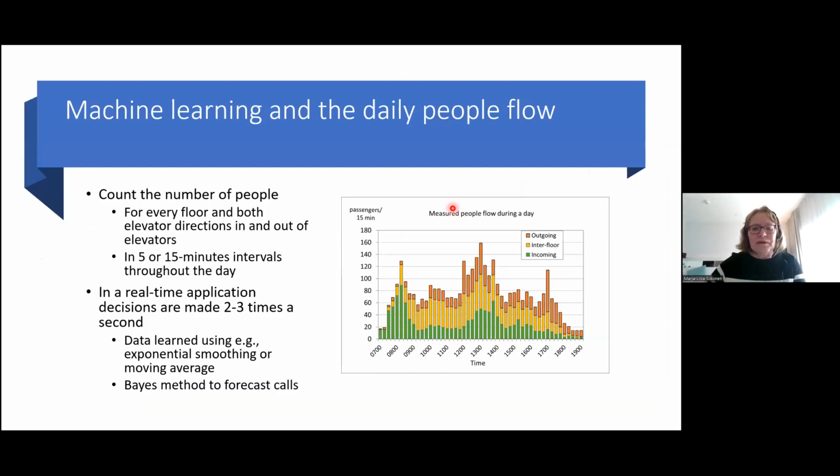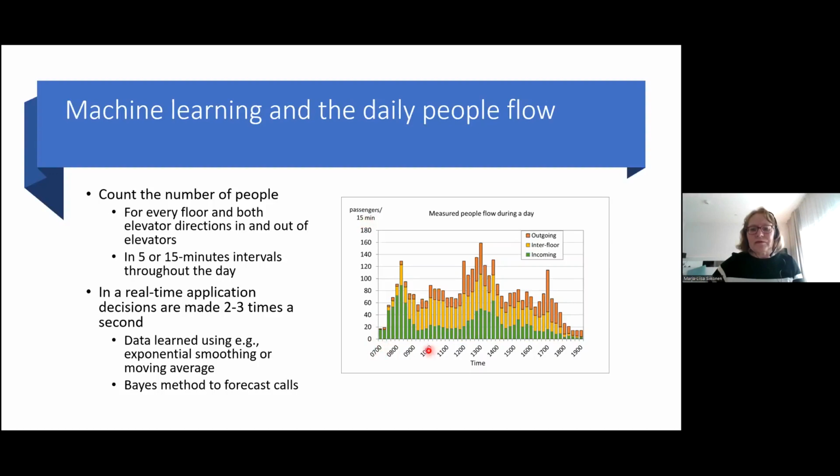What we counted in buildings was the number of people moving in and out of the elevators in both directions, up and down, and also for every floor. And then we gathered them in certain time intervals, let's say 15-minute or 5-minute time intervals. And then we obtained a lot of data, and it can be presented as it is here in the figure. So, number of passengers per 15 minutes.